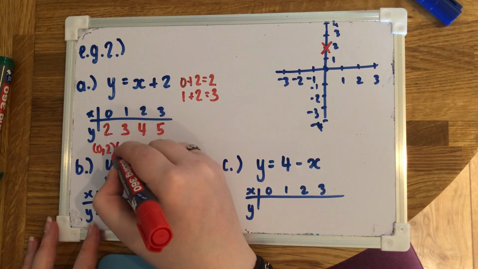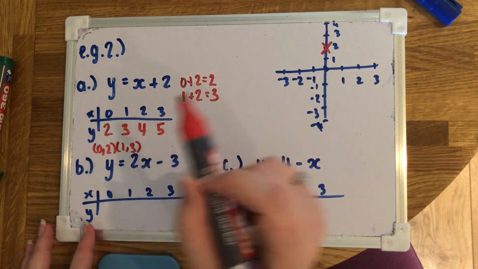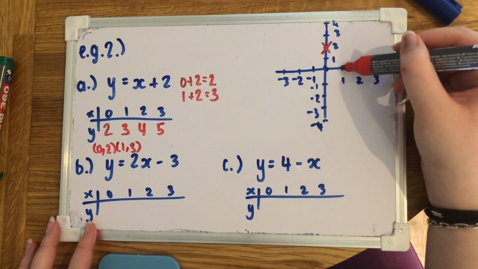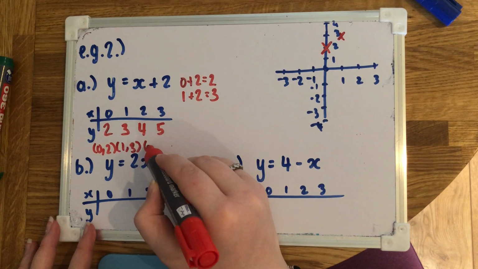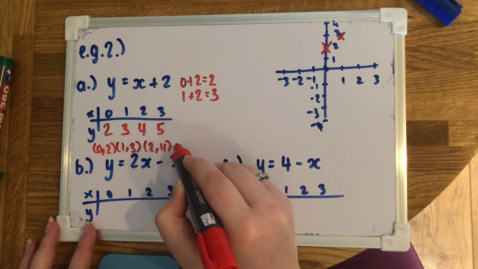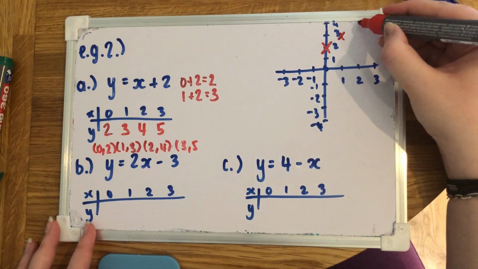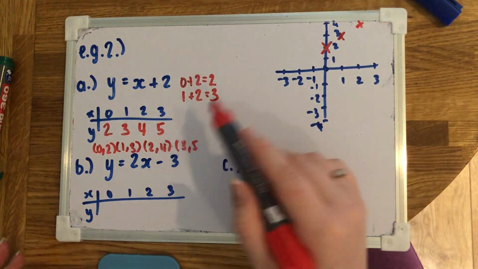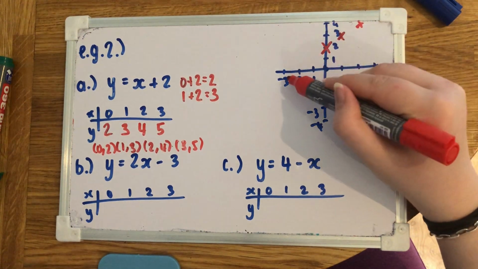The next one is 1 and 3. So that's telling me I've got to go 1 to the right and 3 up. Next one, 2 and 4. And the last one, 3 and 5. Okay, now the last coordinate I can't fit on the graph, but actually as long as you've got 3, you'll be absolutely fine.